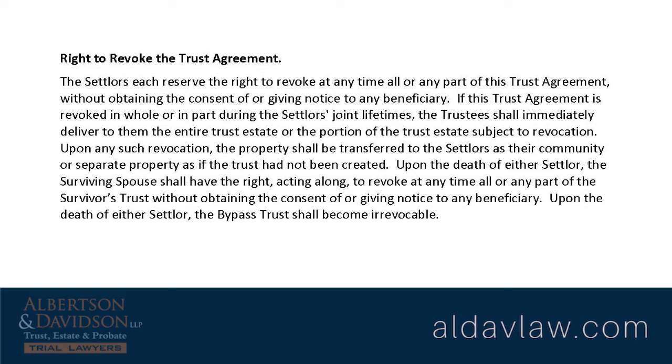And then upon revocation, the property is transferred to the settlors as their community property, or if it's separate property, then it goes to whoever owns the separate property. And then upon the death of either settlor, the surviving spouse shall have the right acting alone to revoke the survivor's trust. But again, the bypass trust in this example becomes irrevocable.